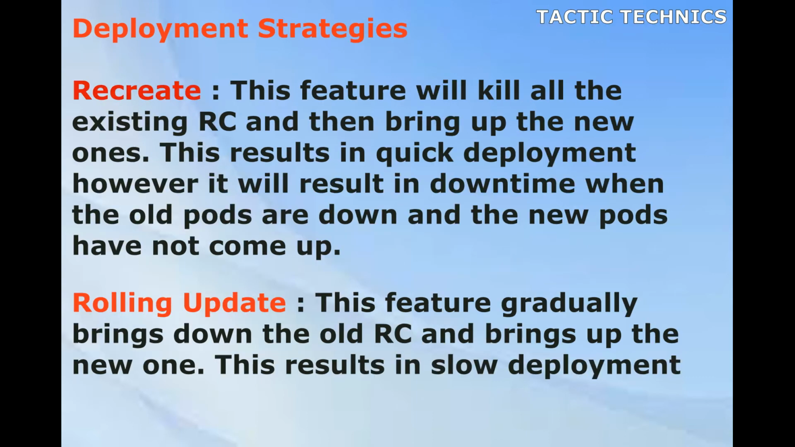Deployment strategies. Recreate. This feature will kill all the existing RC and then bring up the new ones. This results in quick deployment, however it will result in downtime when the old pods are down and the new pods have not come up. Rolling update. This feature gradually brings down the old RC and brings up the new one. This results in slow deployment.